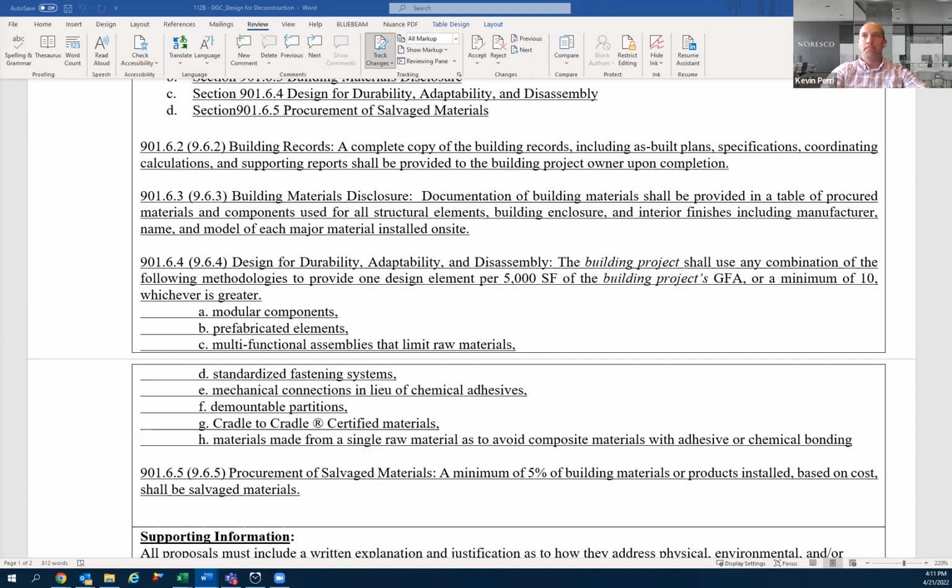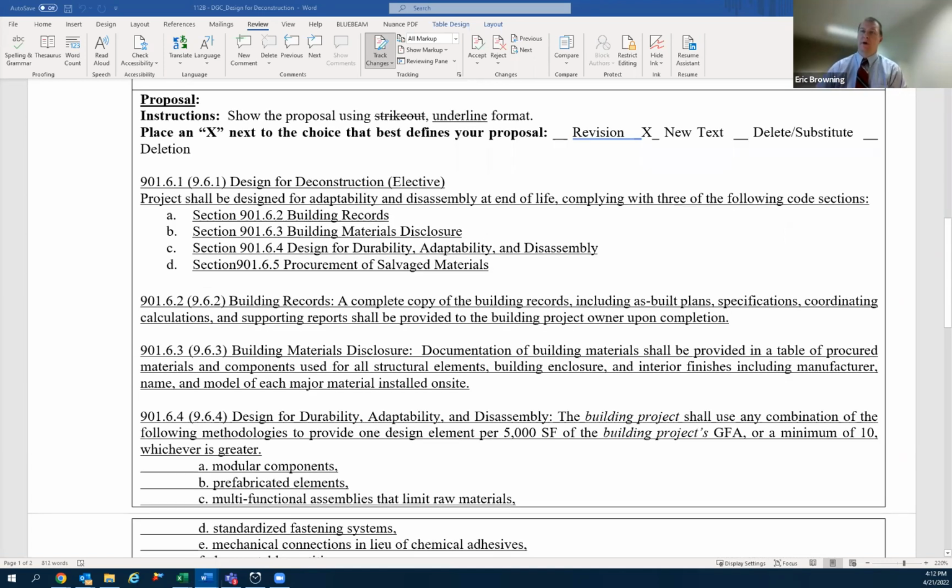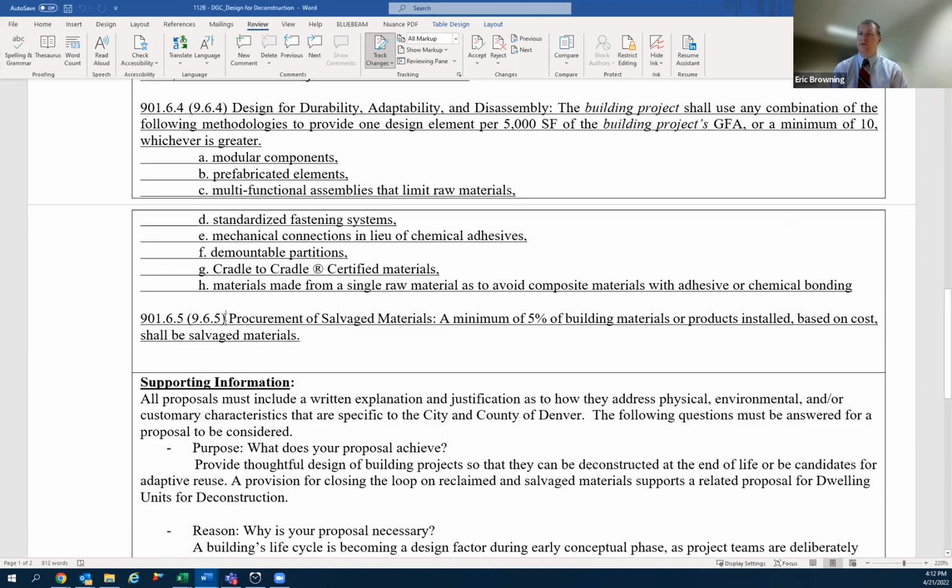Eric, go ahead. Thank you, Mr. Moderator. Just a question with respect to 90165, procurement of salvaged materials. It's not clear to me how using salvaged materials contributes to deconstruction. I'm trying to understand the correlation there a little bit better. Can you help me understand that?